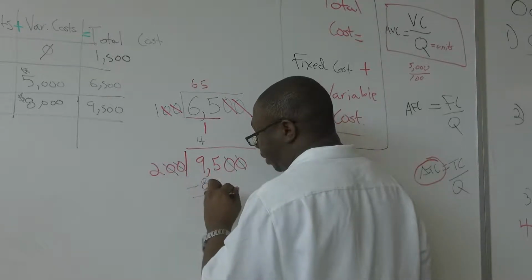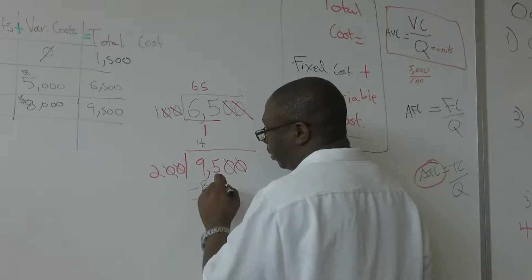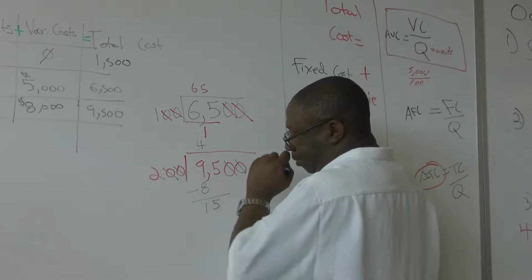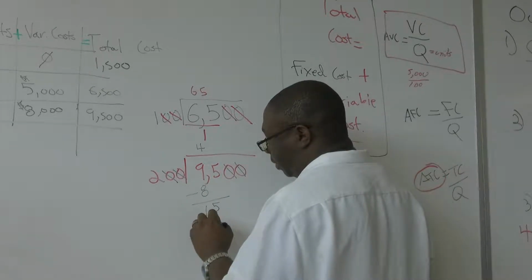Well, you know what I meant. I hope you know what I meant. 2 goes into 9 4 times. So the remainder is 1, bringing down the 5 makes 15. So I know 2 goes into 15 7 times.